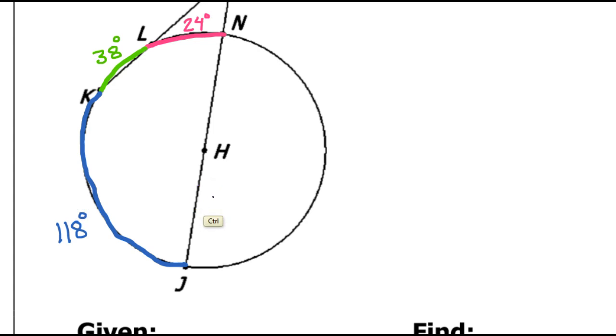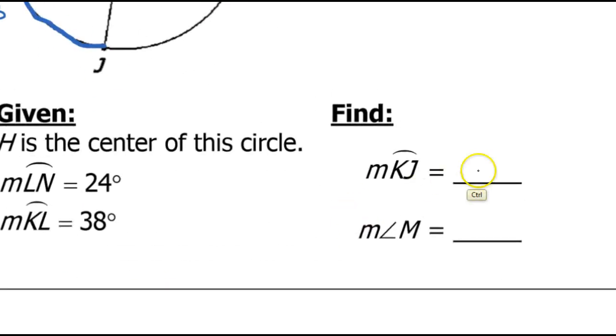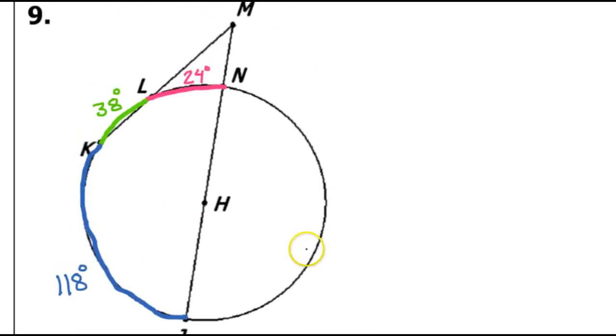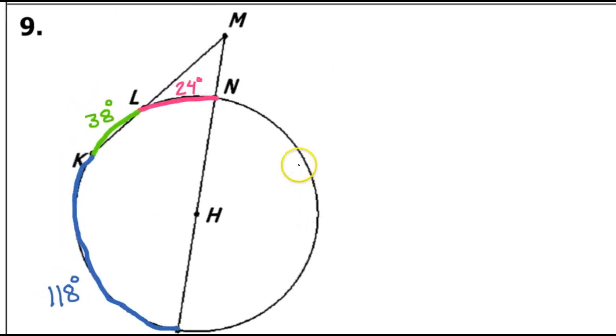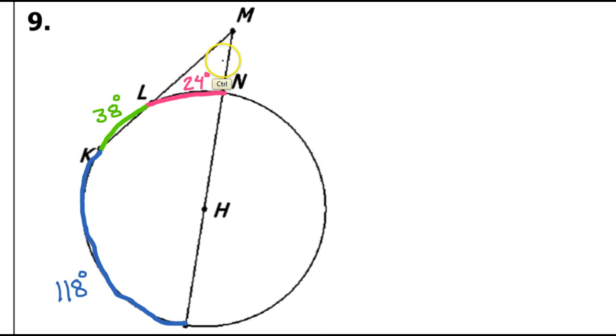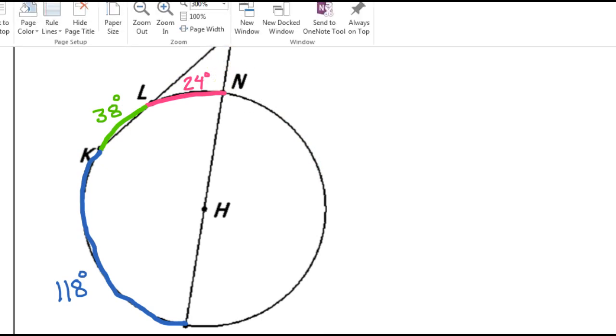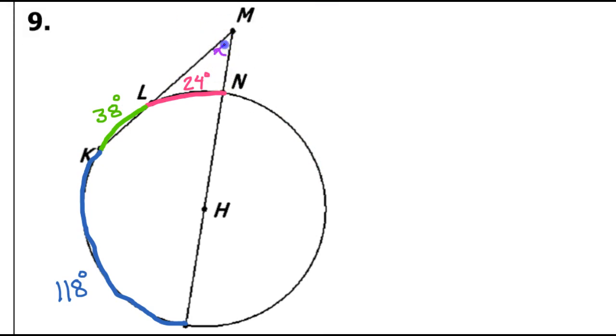Okay, so we've got that. Now, okay, so 118, let's write that down. Now we're supposed to find the measure of angle M. All right, that's this angle way up here at the top. So I think I'll go ahead and call that X. That's what we're trying to find, this angle.